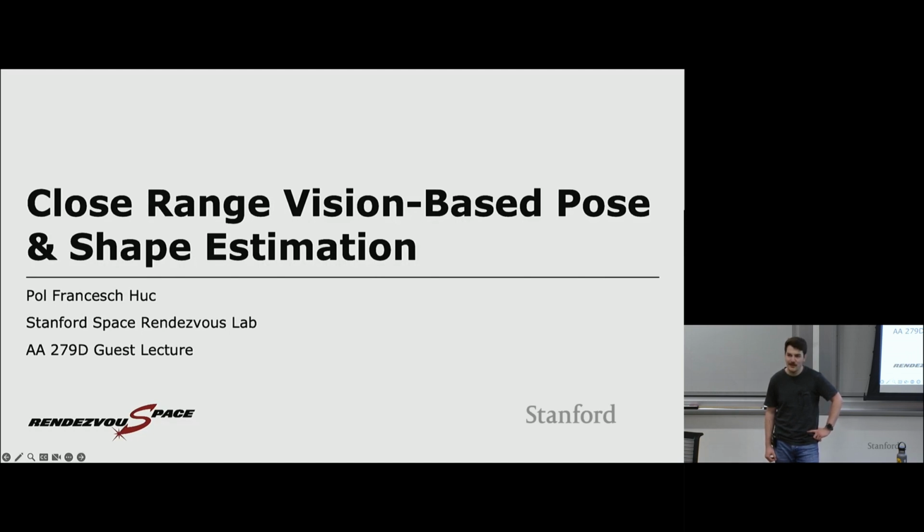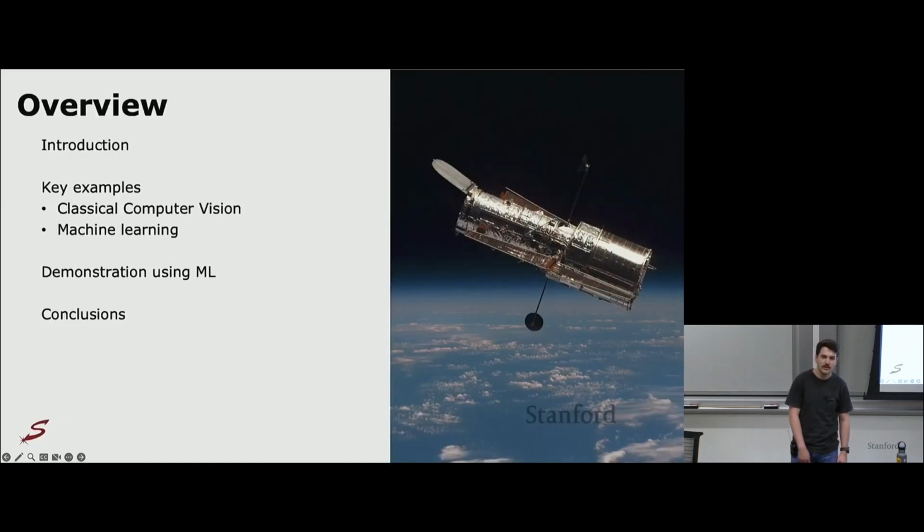Okay, so with that little 5-second spiel said, let's get started on this lecture titled close-range vision-based pose and shape estimation. So we'll start with a quick introduction to the topic. Why should you care about this whole discussion? What are the challenges that we face? And then we'll cover some key examples, one in classical computer vision, and then a couple in machine learning.